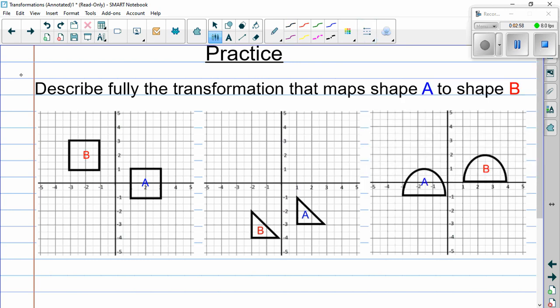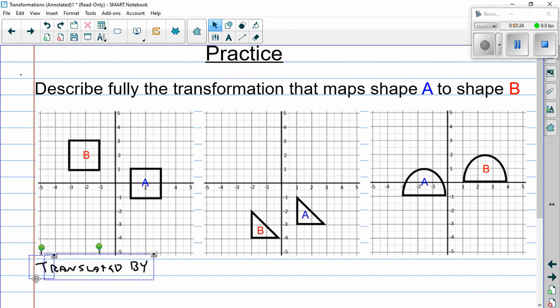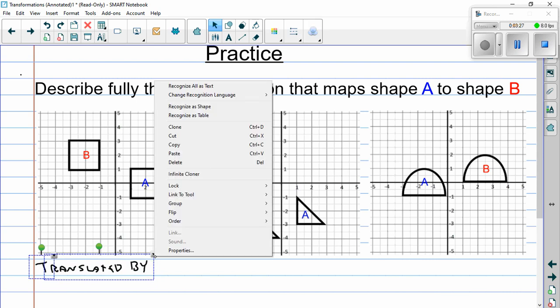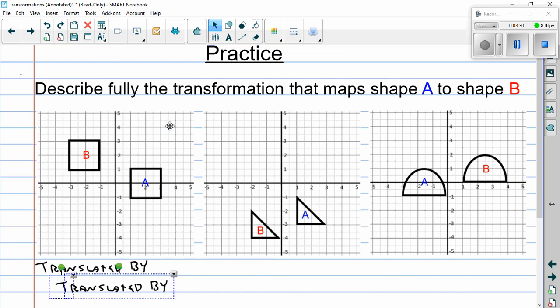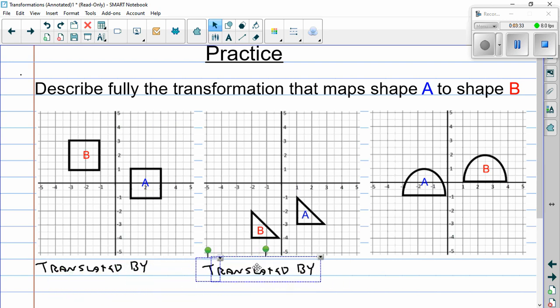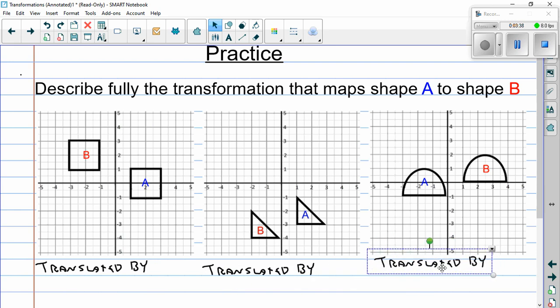Okay, so welcome back. We're going to look at these transformations. We know that they're all translations. So I'm just going to start off by writing at the bottom, just to make our lives easy, "translated by" for all three of them.